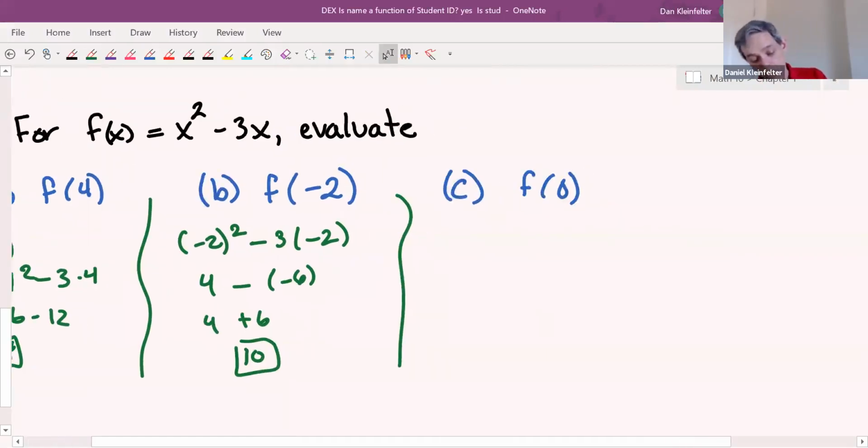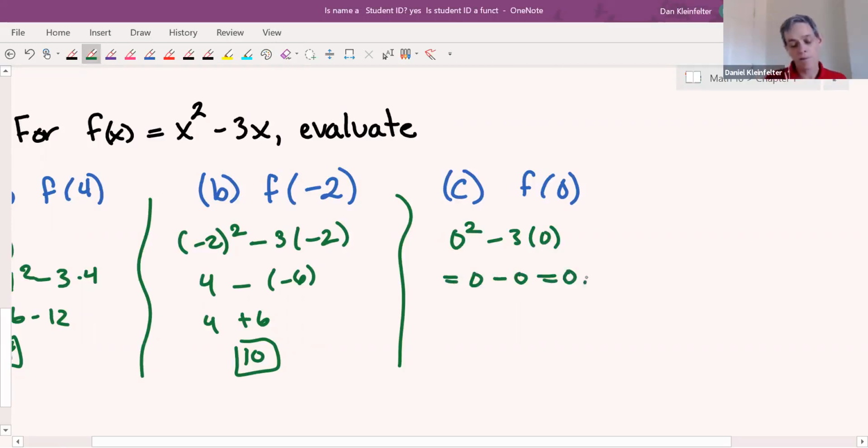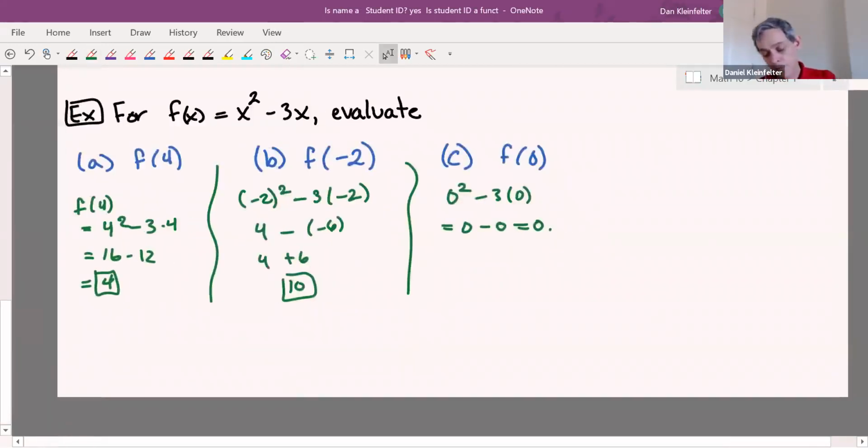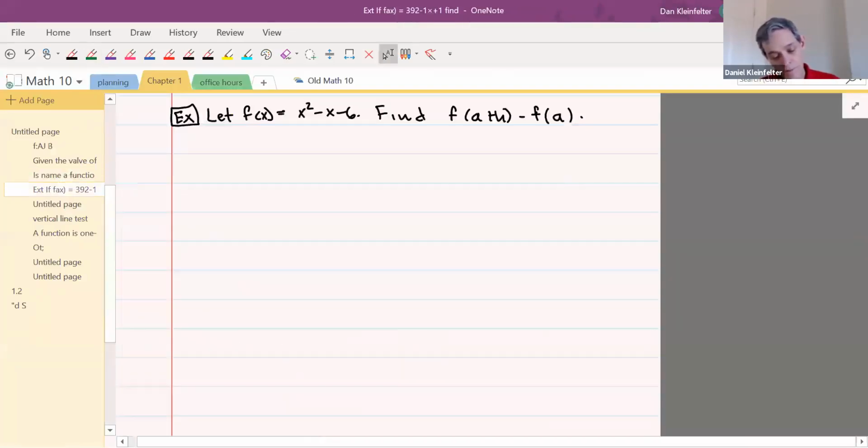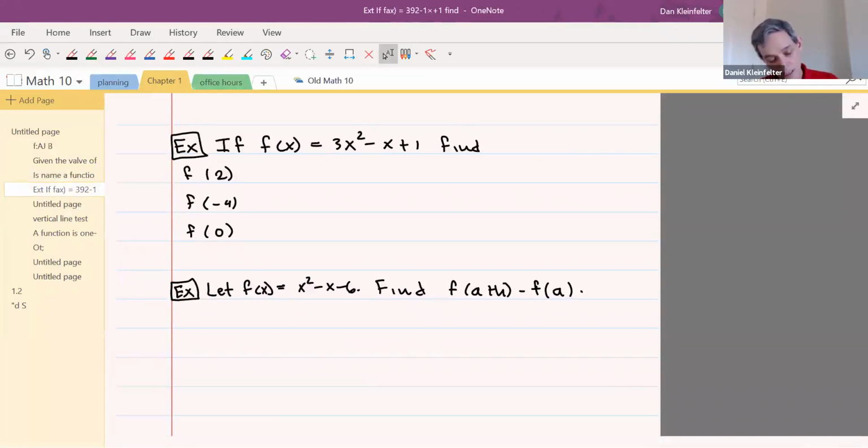Last one, 0 is always a treat. 0 squared minus 3 times 0, that will be 0 minus 0, which is 0. Okay, just a couple more of these.